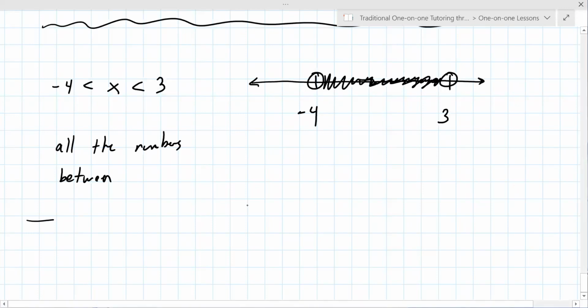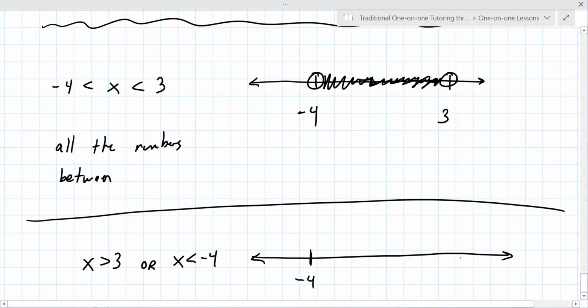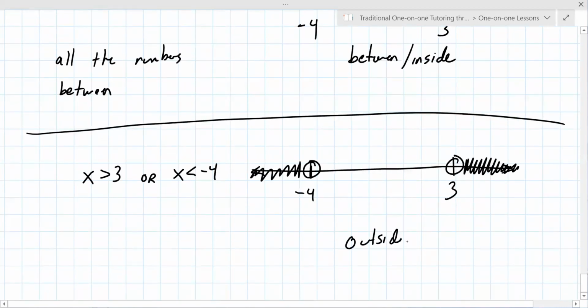Now, let's say we did a problem where the solution was x is greater than 3 or x is less than -4. Let's look at how that would be different. So here's -4 and here's 3. It would be a bubble and a bubble, and then you'd be filling not in between each other, but the ones outside of each other. So I call this between, or maybe the word inside. And this one I call the outside.